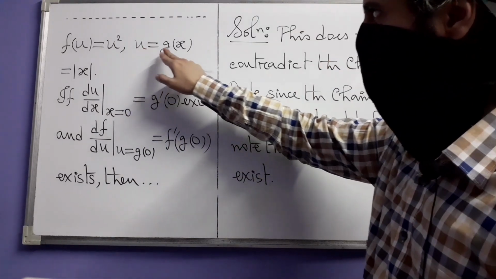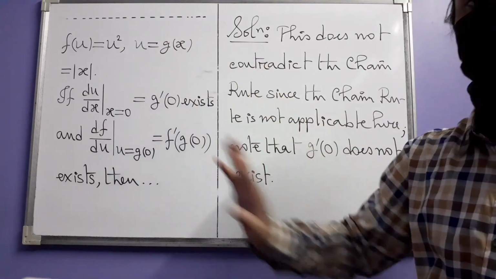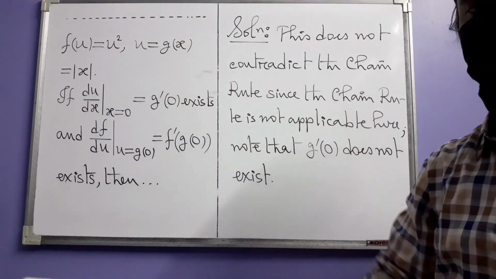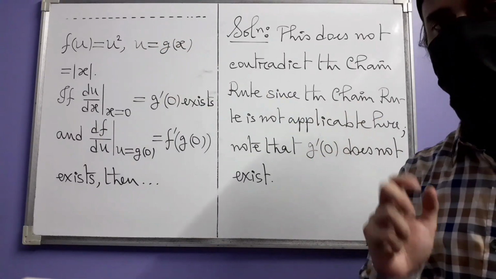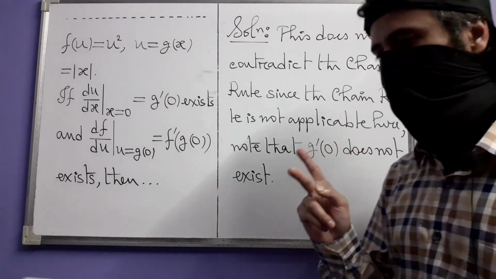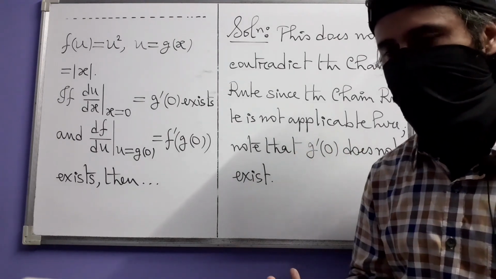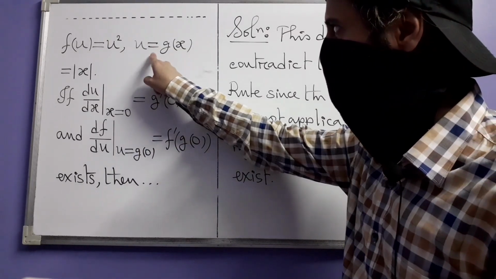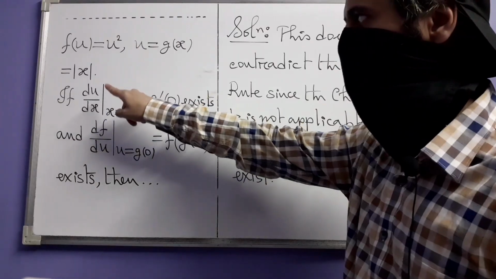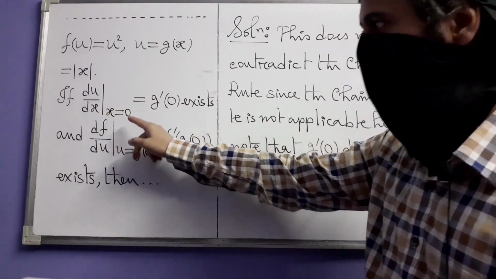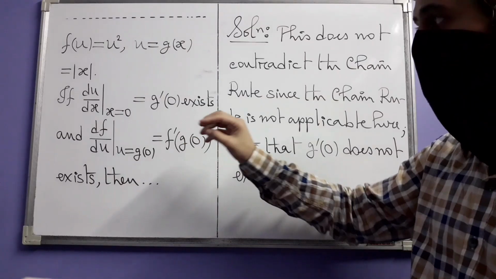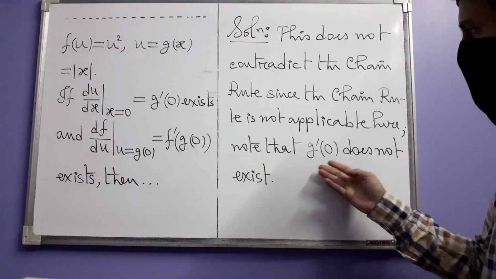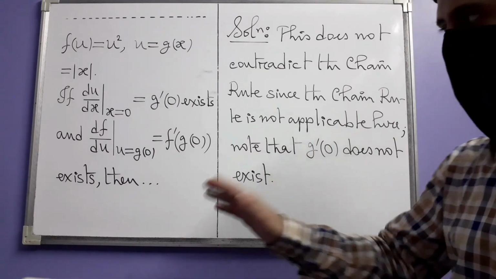But now u is being viewed as a function of x, g of x, which is mod x. So f is a function of u and u is a function of x. So what does the chain rule say? The chain rule says that if two conditions are satisfied, then it gives us something. First of all, this function u, which is a function of x, should have a derivative at, say, x equal to 0. If this exists, which actually does not exist, this is where things stop in fact. But anyway, let's see the other condition also.